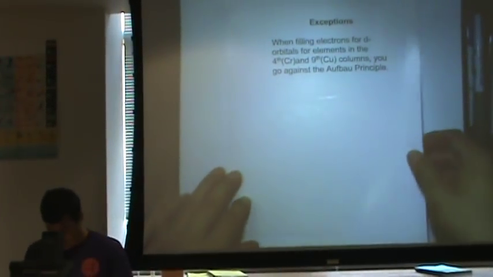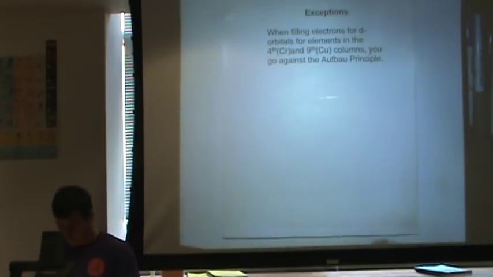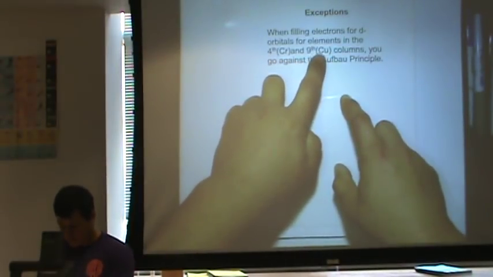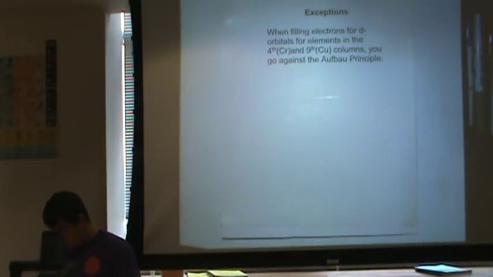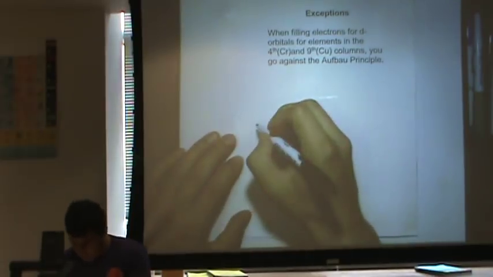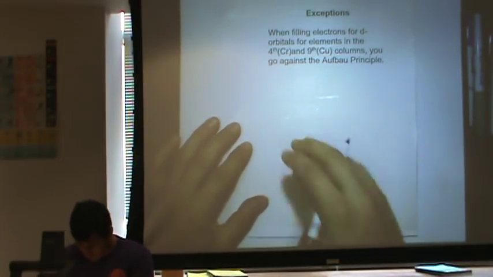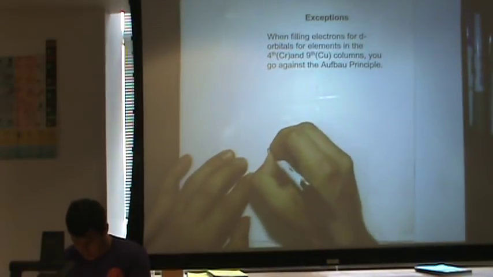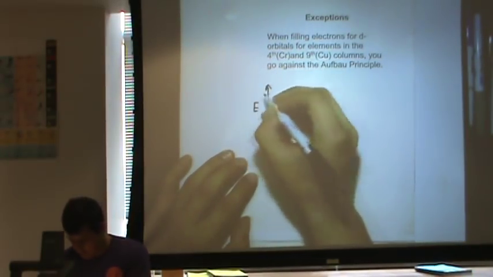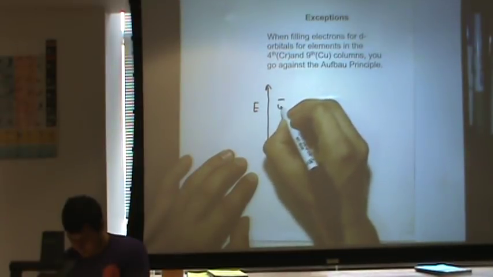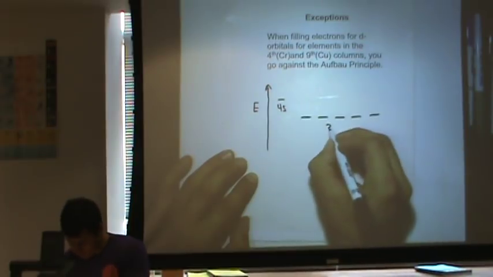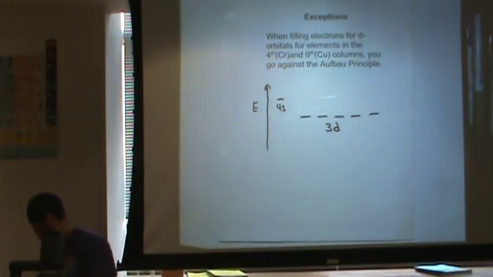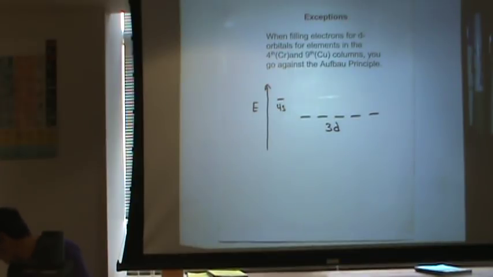So when filling electrons for d orbitals, for elements in the fourth column, which is chromium and below, and the ninth, copper and below, you go against the Aufbau principle. So let's draw the energy orbital diagram for what we believe this thing would look like. I'm going to draw the 4s and 3d.